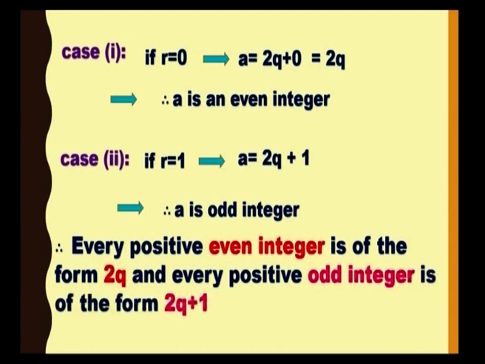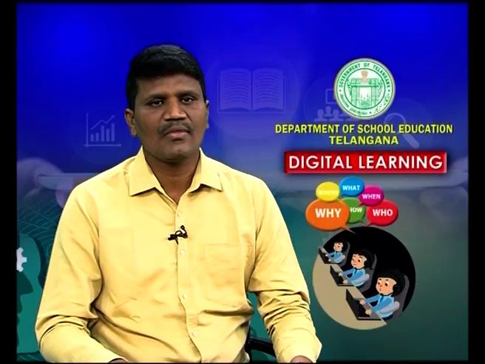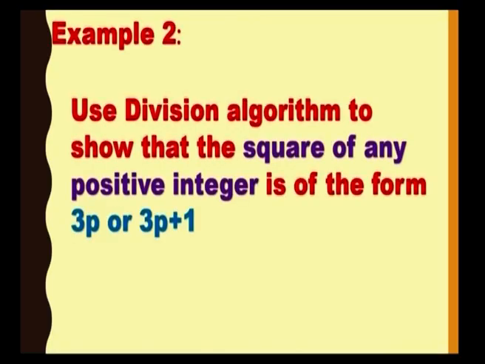So, this is the one example which we have seen. Let us see one more type of example, example 2. Use division algorithm to show that the square of any positive integer is of the form 3p or 3p plus 1. Just observe the question, use division algorithm.